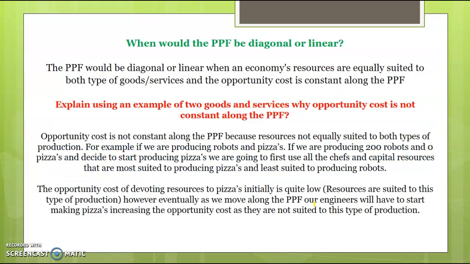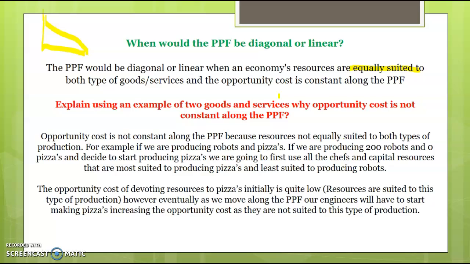When would the PPF be diagonal or linear? The PPF would be diagonal, so what we mean by that is sloping downwards like that, when the economy's resources are equally suited to both types of goods and services, and therefore the opportunity cost is constant along the PPF. Okay?